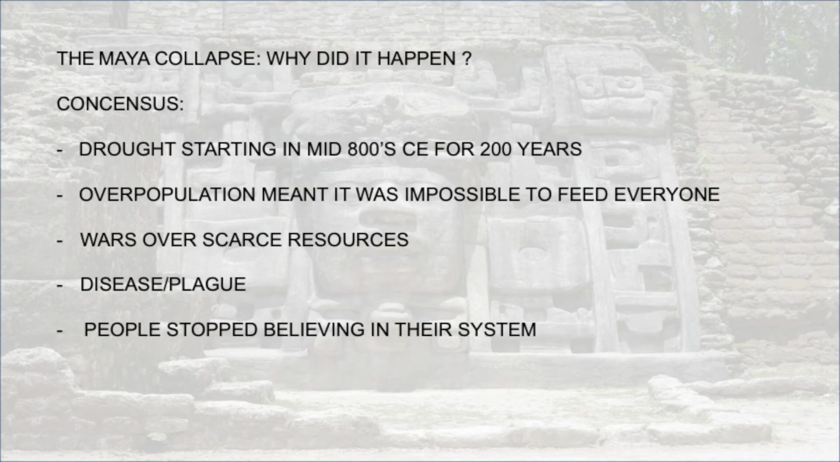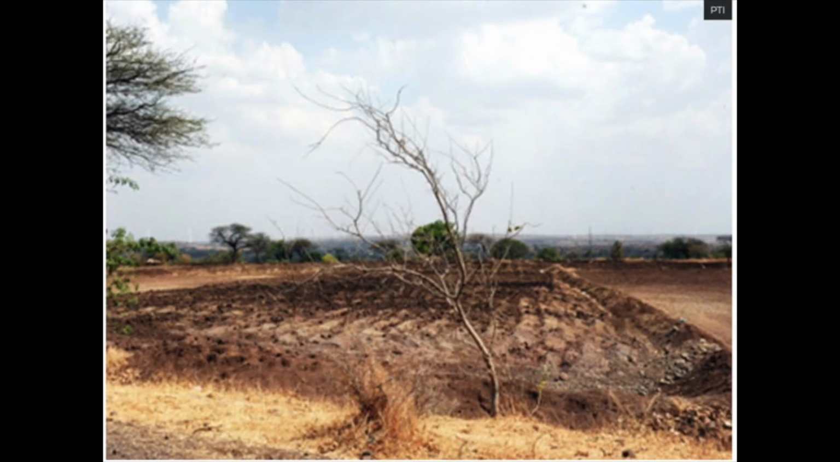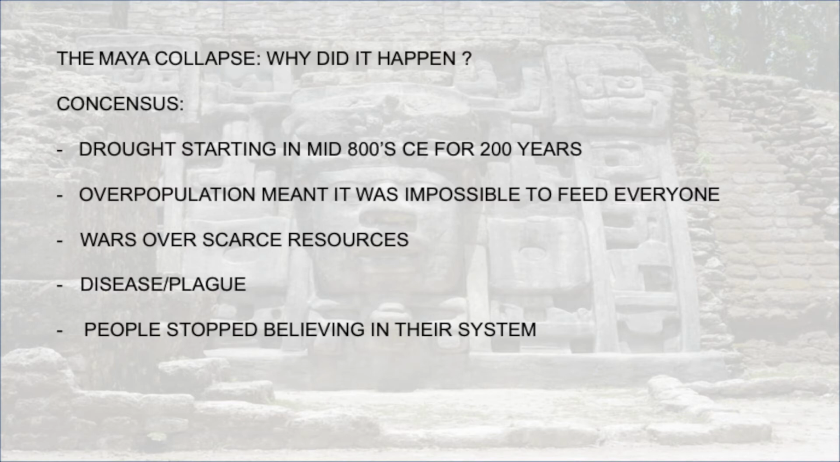The consensus view, and certainly what I believe, is that it was a combination of things, but primarily triggered by drought. Environmental scientists have documented that there were severe droughts in the Maya area starting in the mid-800s and lasting for almost 200 years. The Maya had been so successful and their populations had gotten so large that the reductions in crops from the drought meant they couldn't feed themselves.